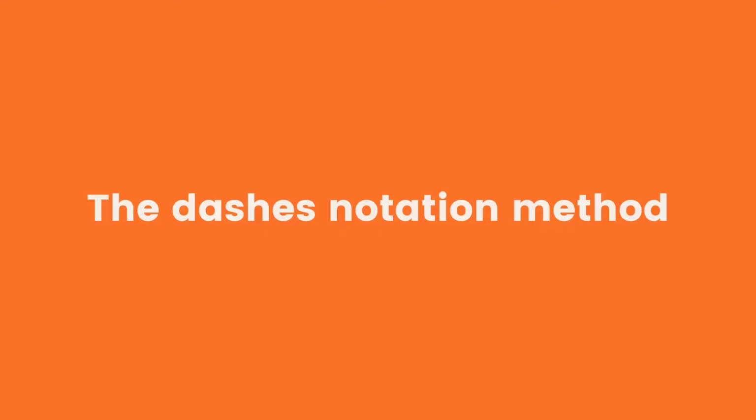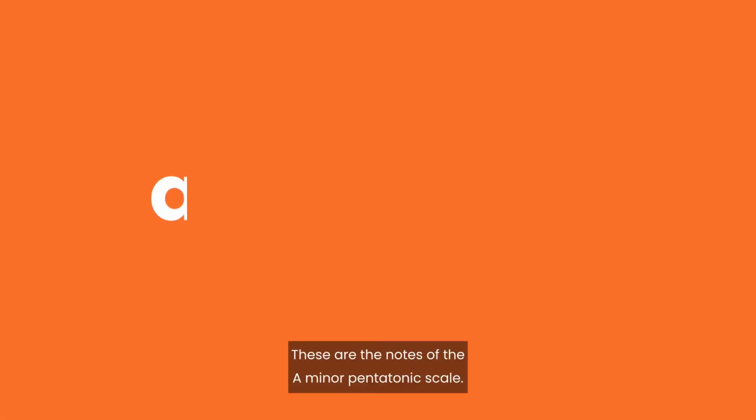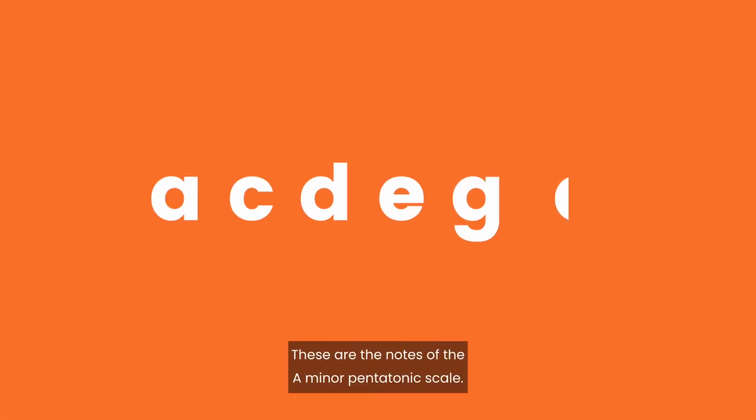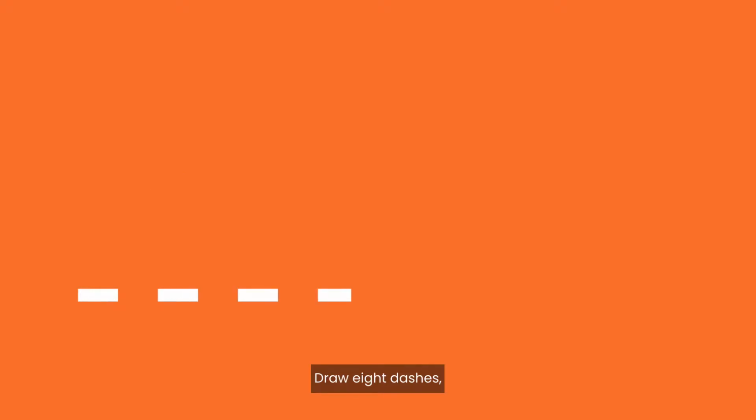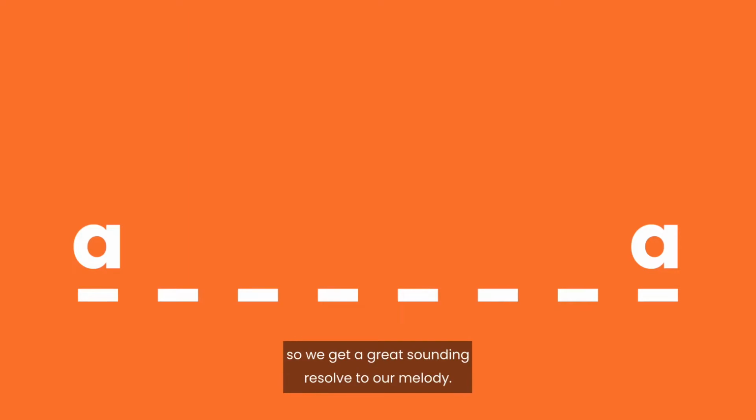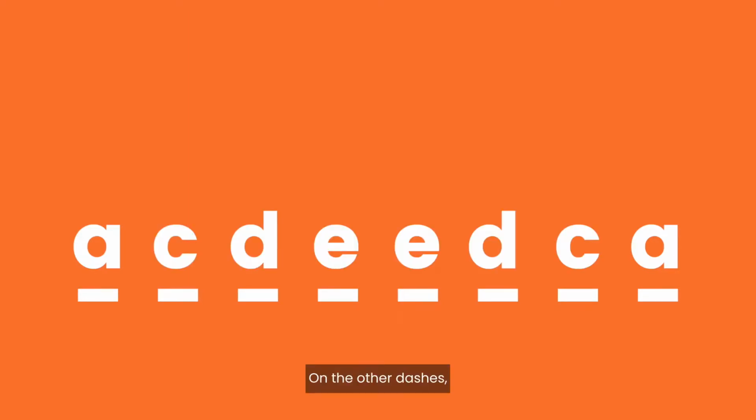The dashes notation method. These are the notes of the A minor pentatonic scale. Draw 8 dashes and on the 1st and 8th place the A note, so we get a great sounding resolve to our melody. On the other dashes, we can use any of the remaining notes in the scale. Another good technique is to use double notes, placing the same note on consecutive dashes.